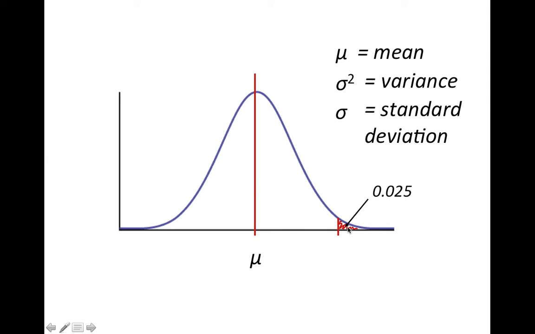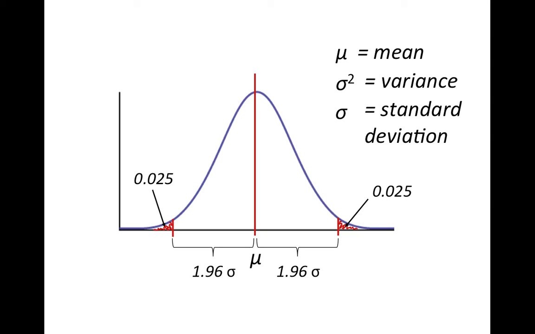2.5% of the surface under the curve is located 1.96 standard deviations away from the mean. And similarly, 2.5% of the values are also located in the left tail, which is 1.96 standard deviations away from the mean. This means that the 5% most extreme values in the distribution are located plus minus 1.96 standard deviations from the mean.